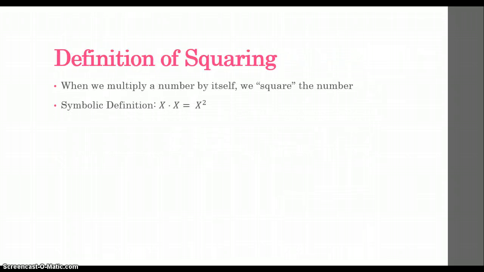So the definition of squaring: we multiply a number by itself, we square the number. The symbolic definition says x times x is equal to x squared, or x to the 2.